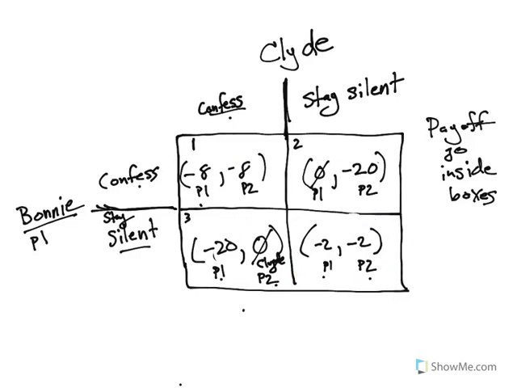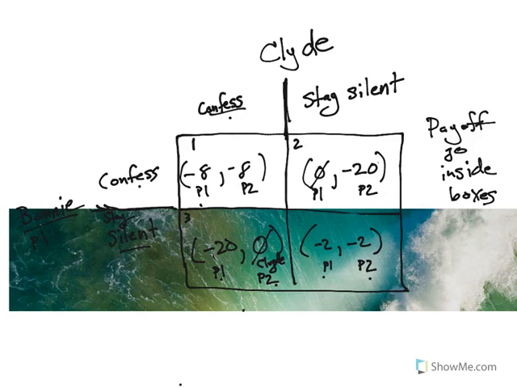Now, I'm going to use a little trick that I would recommend you do on your own when you're working through problems like this. And that trick is to cover up the other strategy of what's going on. And I'll show you what I mean by that. So right now I've sort of covered up here, so we can pretend it's not there, the strategy of stay silent by Bonnie. And what we're doing by doing that is saying, let's ignore that strategy exists right now. So we're going to start with Clyde.